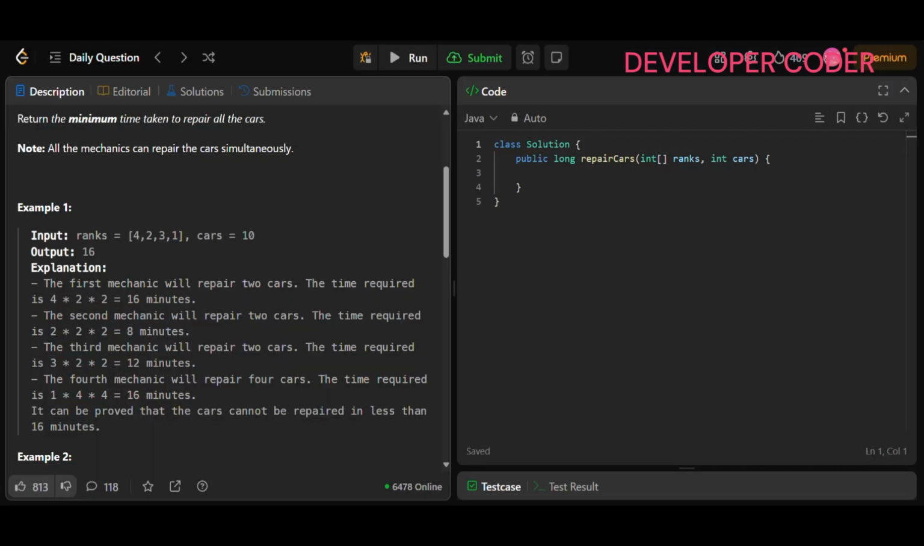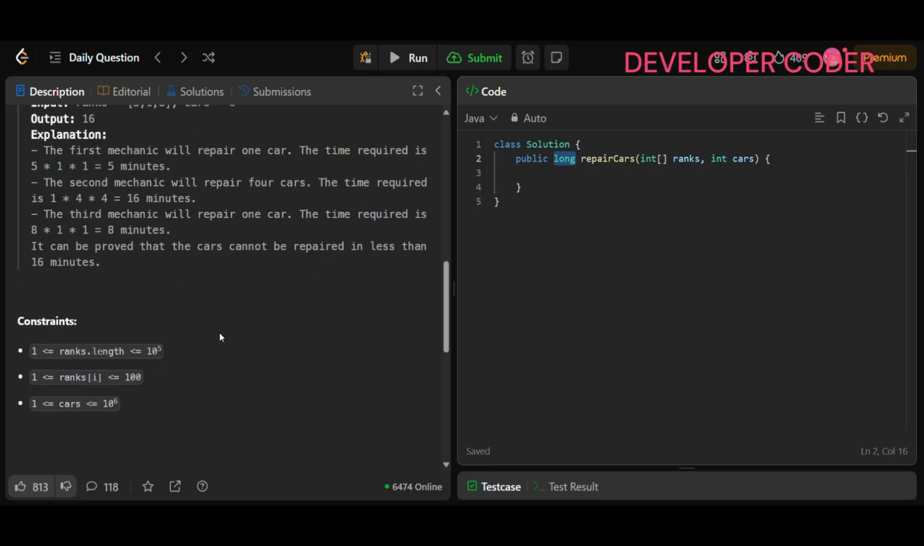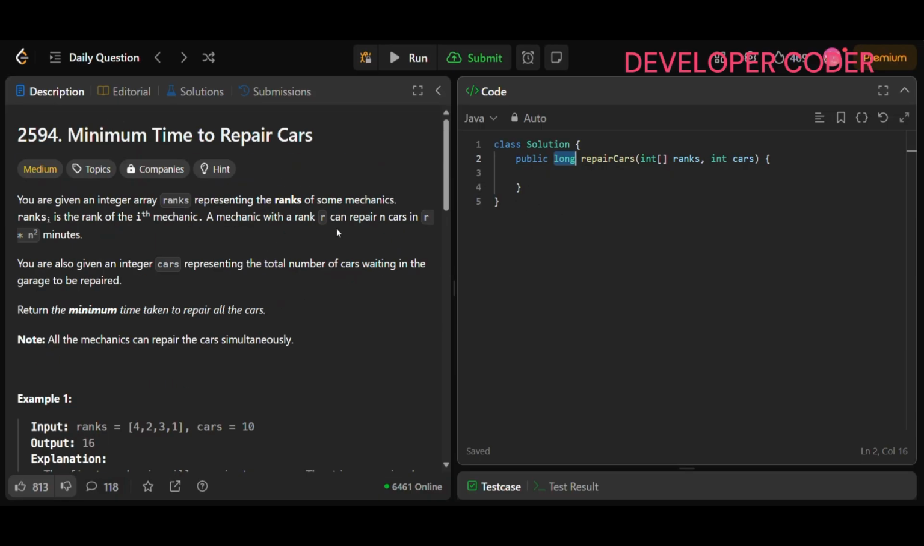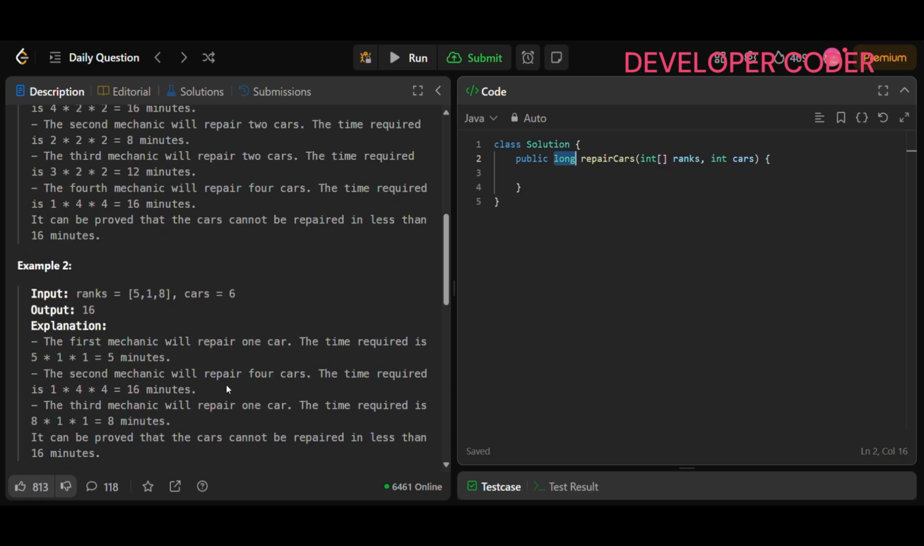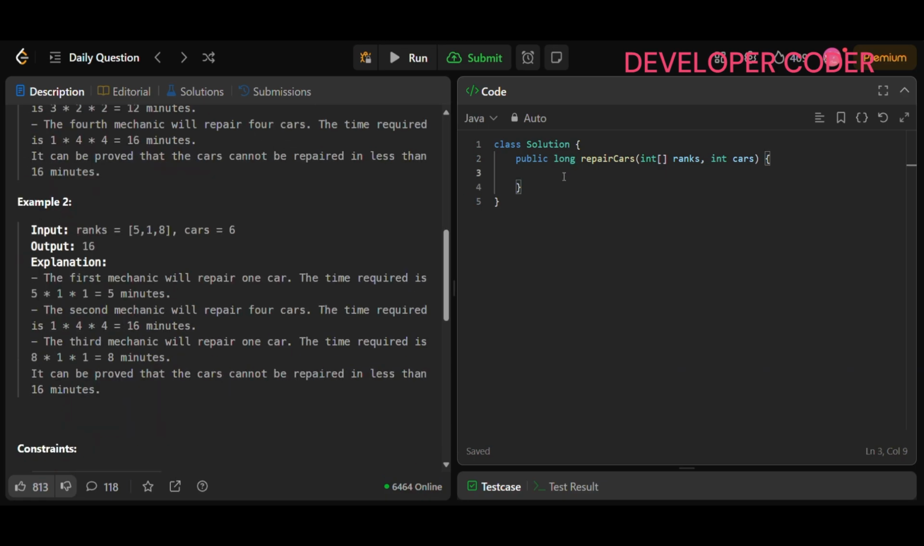So now let's write the code. Here the code is going to be very simple, very few lines. See, the return type is long, and the values can be very large. Ranks dot length is 10 to the 5, and cars is 10 to the 6. If I am doing the multiplication like r into number of cars into number of cars, then this value could be very large, right? So let's use long only for min and max.